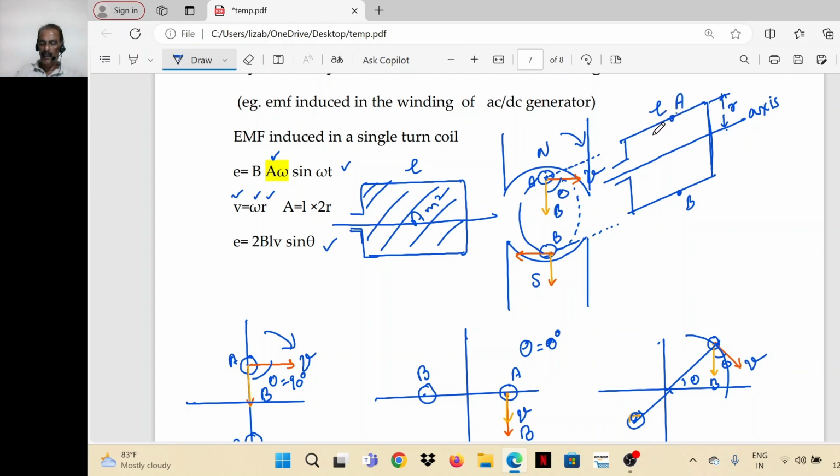So the EMF induced in A and B will get added because it will have opposite direction. If the EMF in conductor A is like this, then in B it will be in the opposite direction. So at these terminals you will get the sum of these two EMFs. So the EMF induced in the coil is equal to 2 BLV sin theta volts.